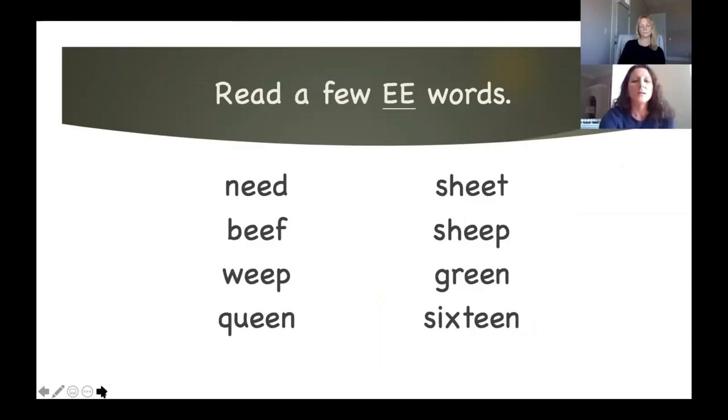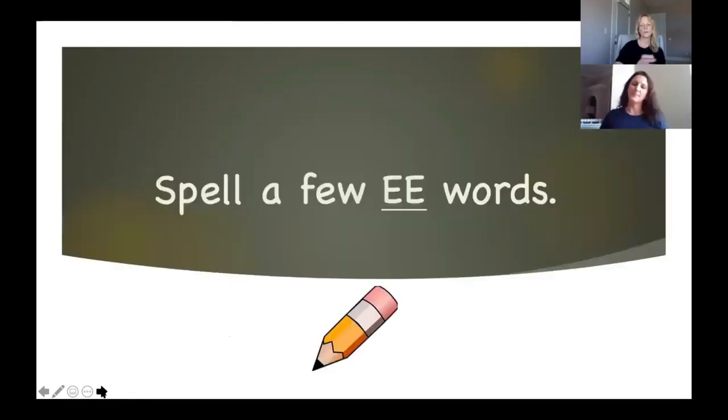Okay. N, E, D, need. Perfect. B, E, beef. W, E, weep. Qu, E, N, queen. Perfect. Okay, go ahead and scoop and blend the others. Sheet, sheep, green, 16. Perfect job, Angela.